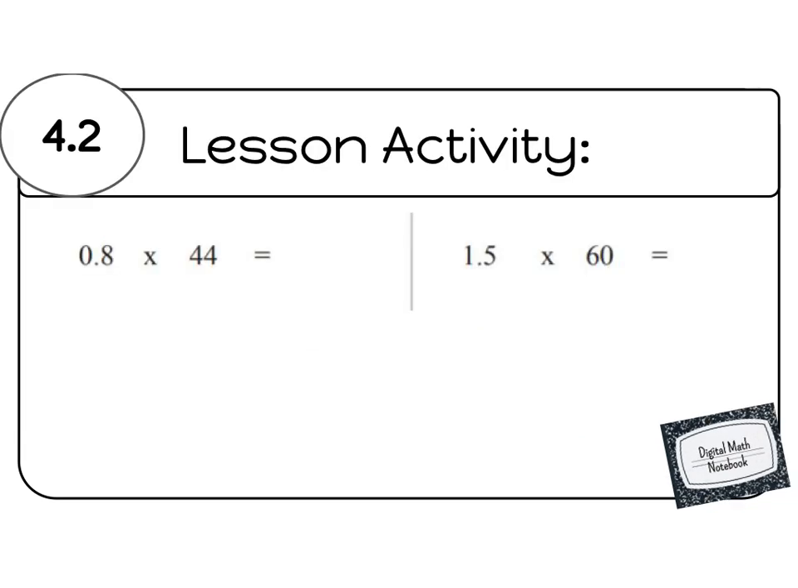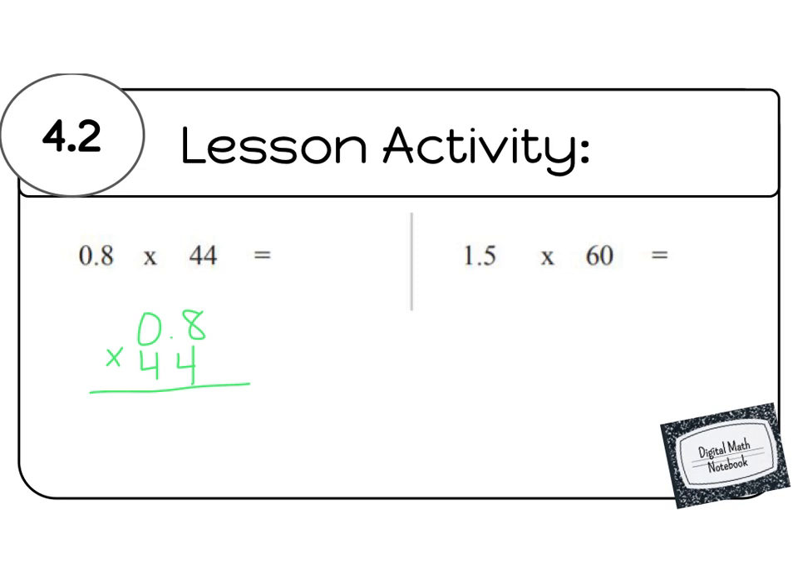All right, friends. Time for our lesson activity. I'll go ahead and get you started. The first problem, we have 0.8 times 44. I'm going to line them up underneath each other. They have the same number of digits, so it really doesn't matter which one goes on top and which one goes on the bottom.